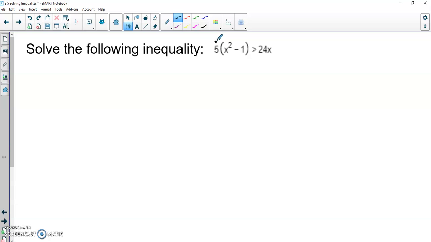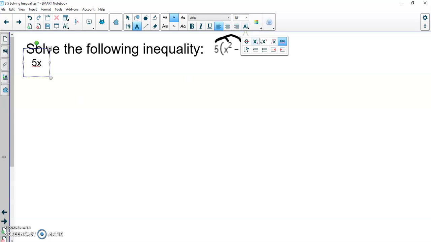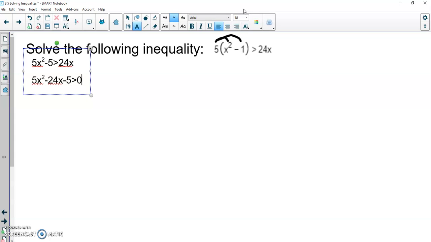First, I need to distribute the 5 through to the set of parentheses. When I do that, I get 5x squared minus 5 is greater than 24x. I still don't have it in the form I need, so the next thing I'll do is move the 24x over to the other side by subtracting 24x from both sides. That gives me 5x squared minus 24x minus 5 is greater than 0.